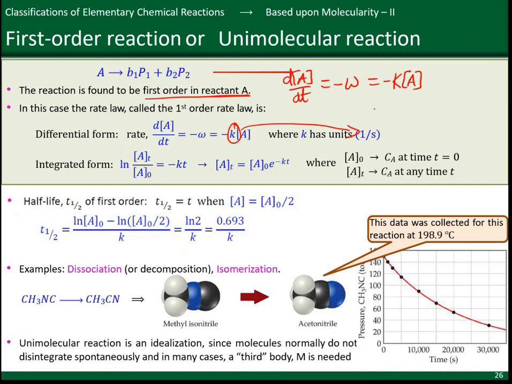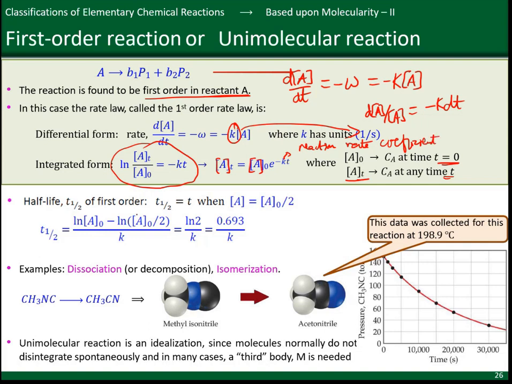Now, I can simply write this as dA by A is equal to minus k dt. When I integrate it from a concentration A naught at time 0 to concentration A at time t, I end up with an expression like this: ln of A at time t by A naught, the concentration of A at time 0, is equal to minus k times t. Or I can write the concentration at any time t as equal to the initial concentration times exponential of minus kt, where k is the reaction rate coefficient, or rate constant, which we get from the Arrhenius equation.